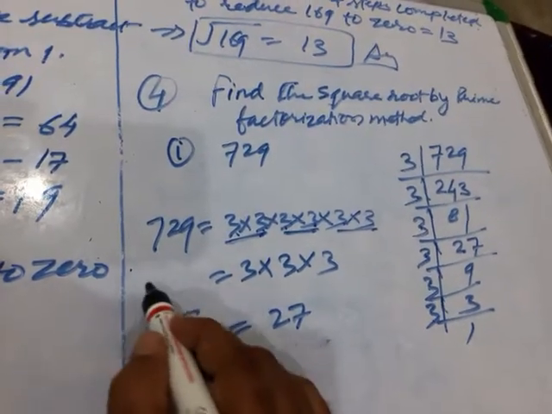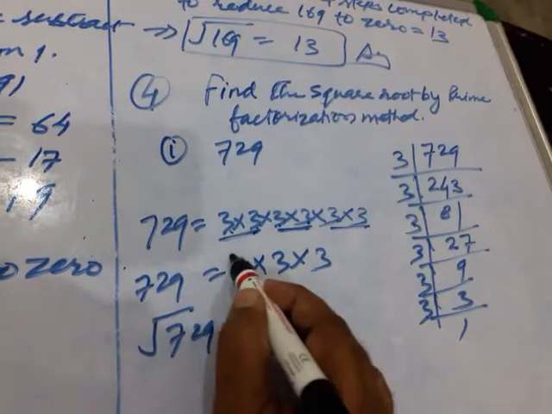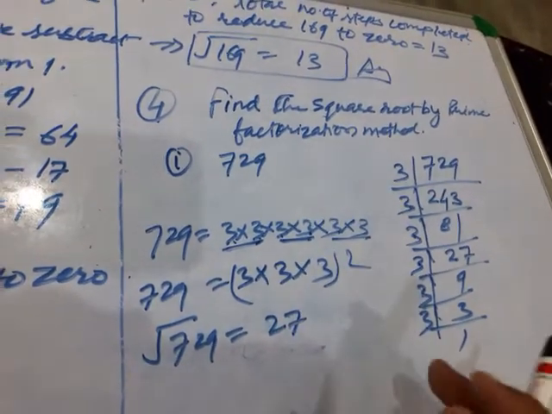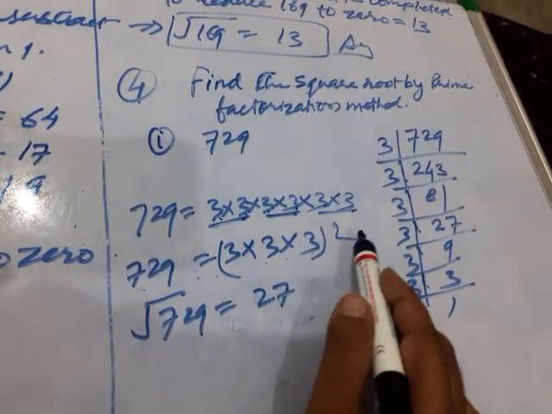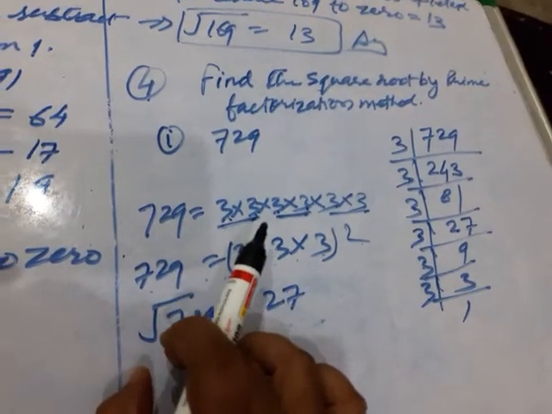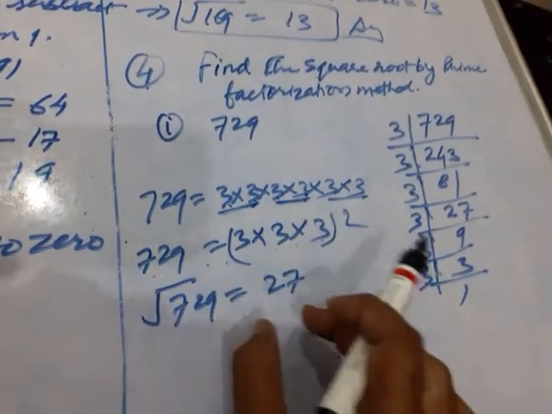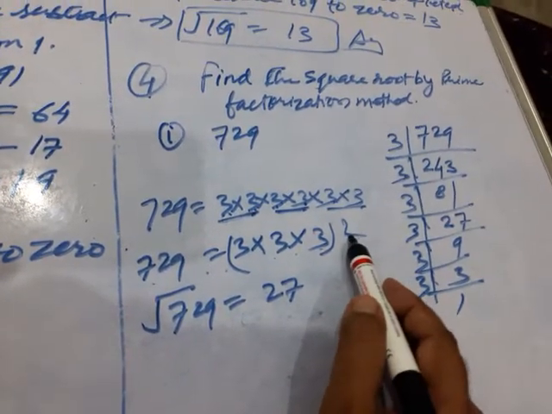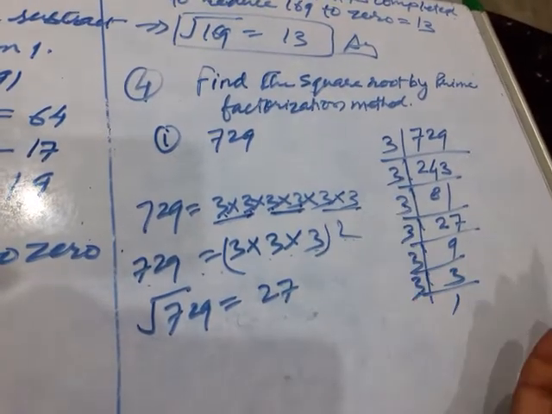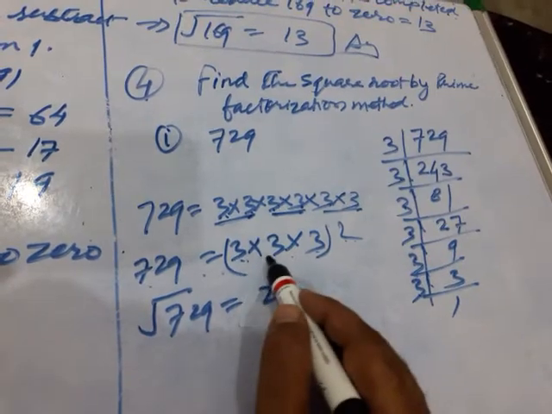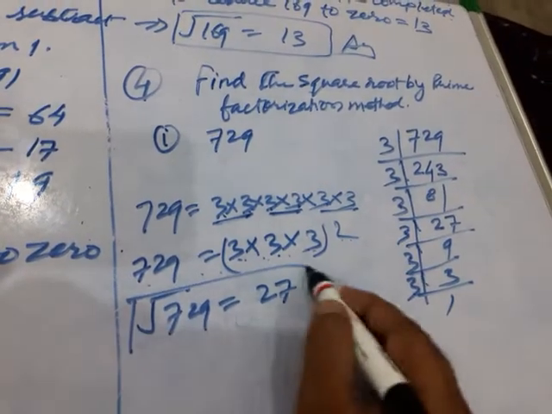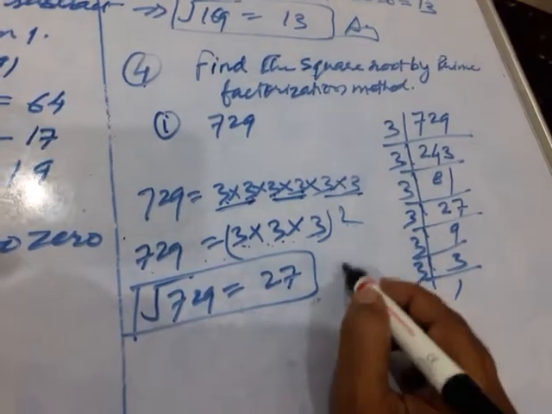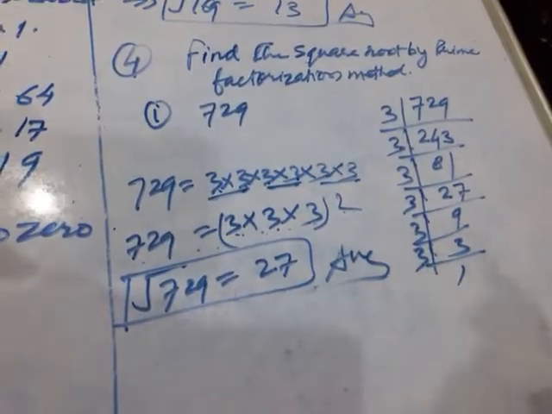Okay children, actually this 729 can be written as a square: 729 equals 3 into 3 into 3 whole squared. As soon as you put the square root over it, the square is removed, and we get 3 into 3 into 3. 3 threes are 9, 3 nines are 27, and the square root of 729 is 27 using the prime factorization method.